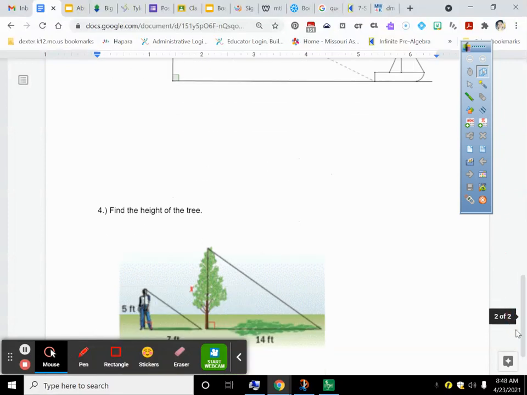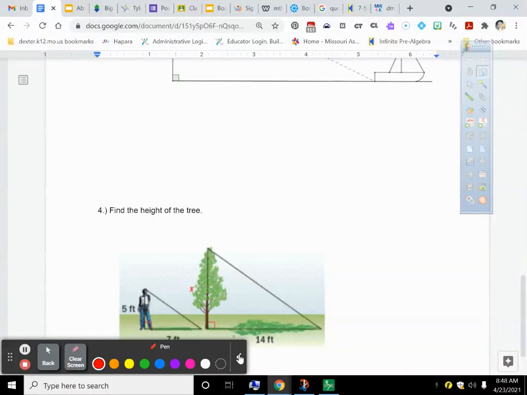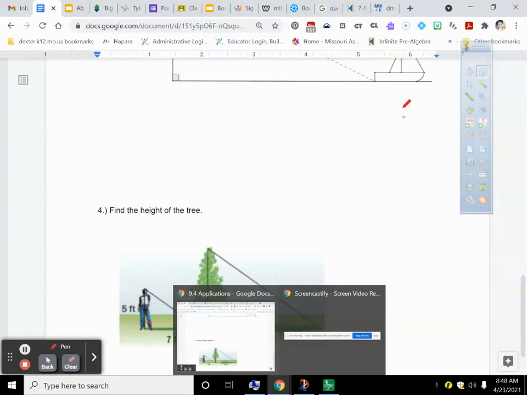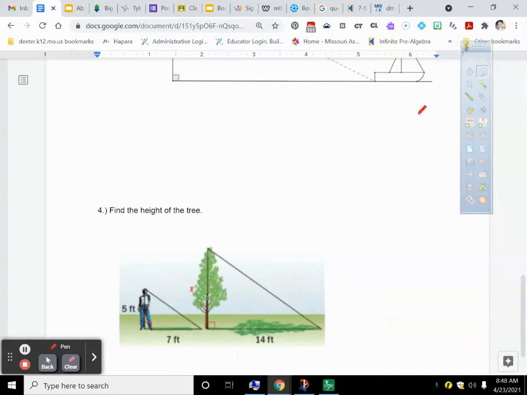Okay, here's something like what we're going to be doing on Monday. And I need to get my pen and make this smaller. It says find the height of the tree. So what it is, you have a person that's 5 foot tall and their shadow is 7 feet. And then you have a tree that's X feet tall, but their shadow is 14 feet. We're trying to find the height of the tree.